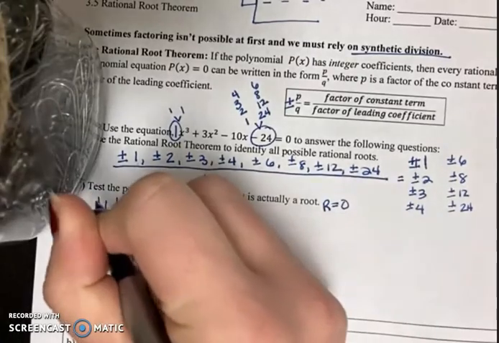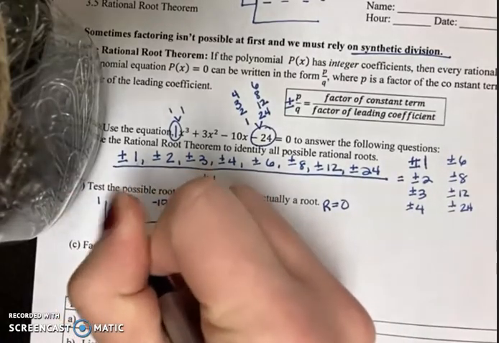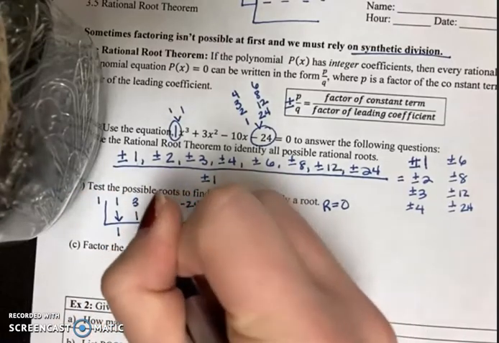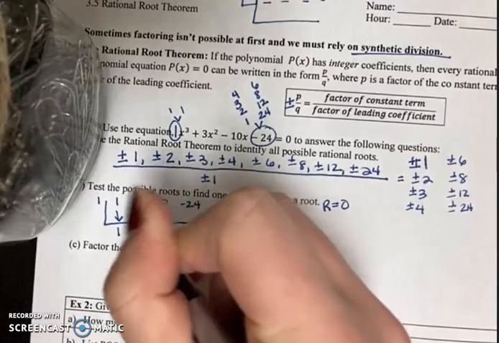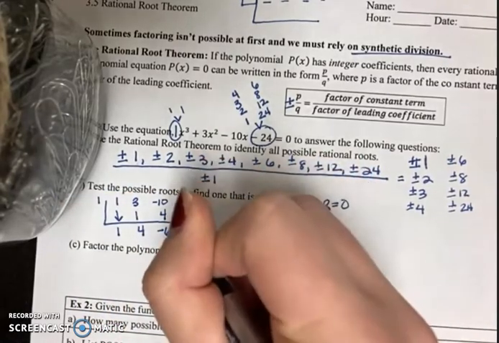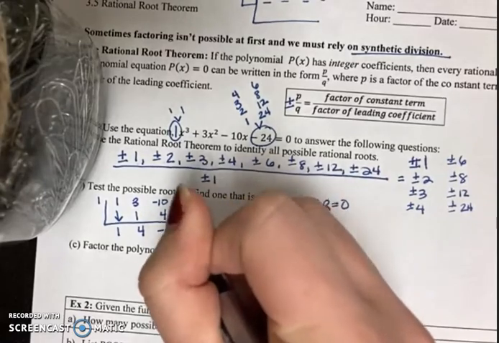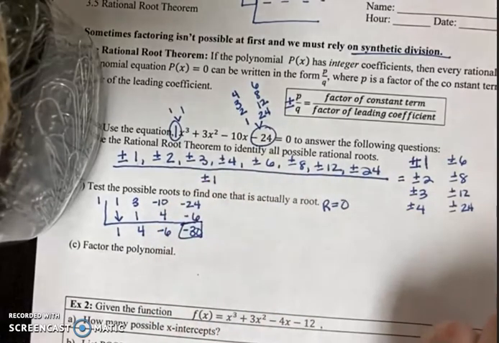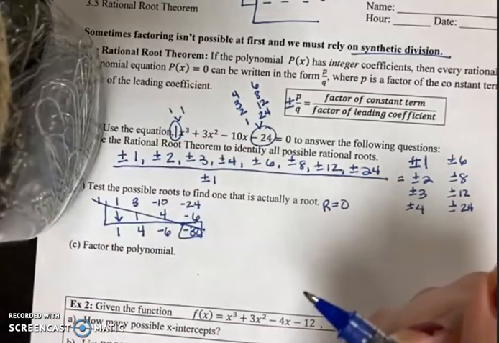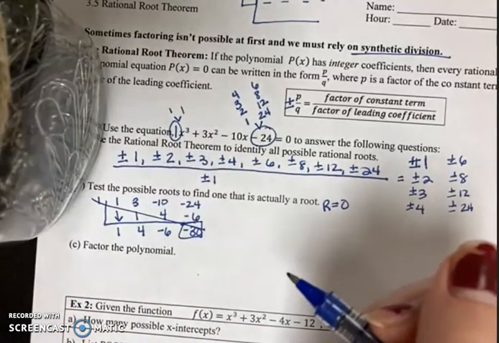Bringing down the 1, 1 times 1 is 1, 3 plus 1 is 4, 4 times 1 is 4, negative 10 plus 4 is negative 6, negative 6 times 1 is negative 6, and then the remainder would be negative 30. So is this a factor? No, it is not. Well, we just got to pick another one and test it out.